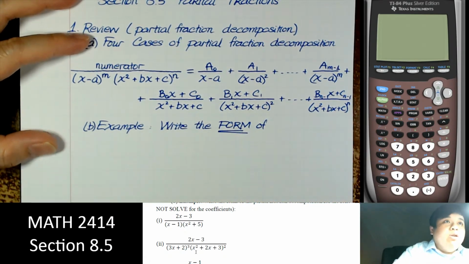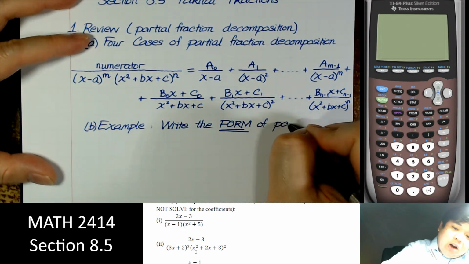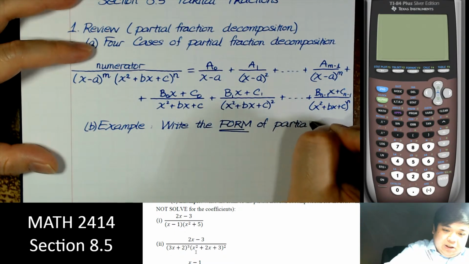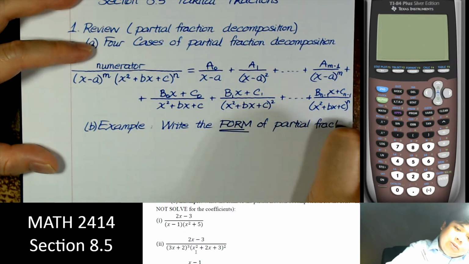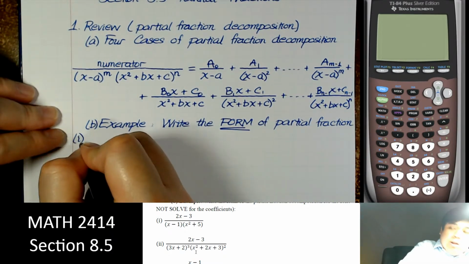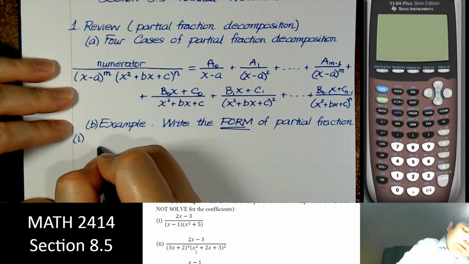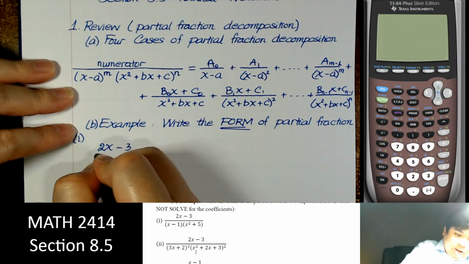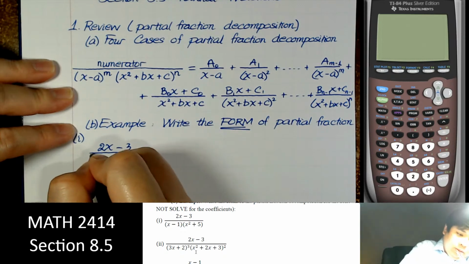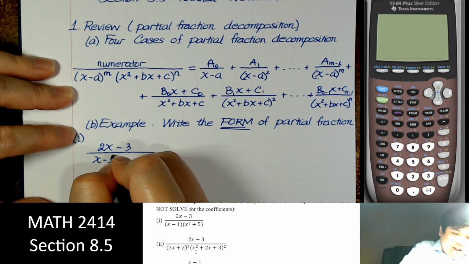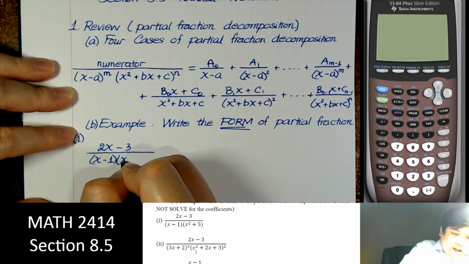Now this will only write the form of partial fraction. We do not find the coefficient yet. Right. First one, 2x minus 3, x minus 1, x squared plus 5.